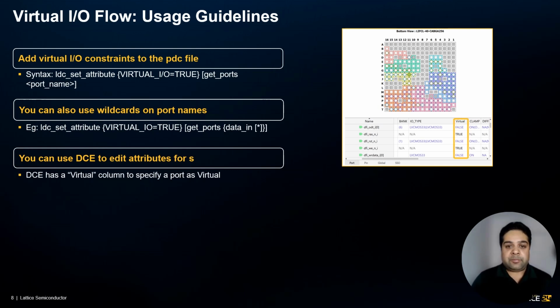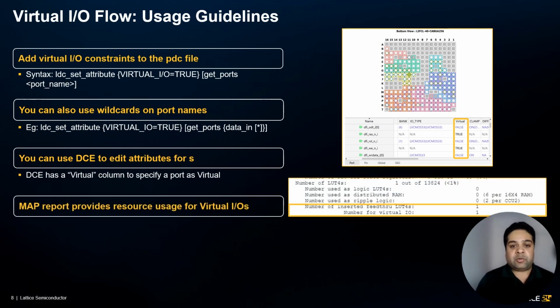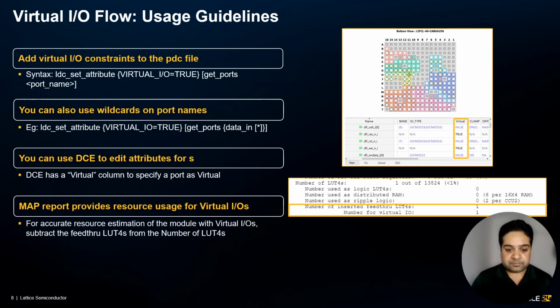Next, the map report is really handy because it provides details on the resource usage for your virtual IOs. This report will help you understand how much of the device's resources are being used by the virtual IOs. Additionally, the map PIO attribute tables also list these virtual IOs so you can keep track of them easily.